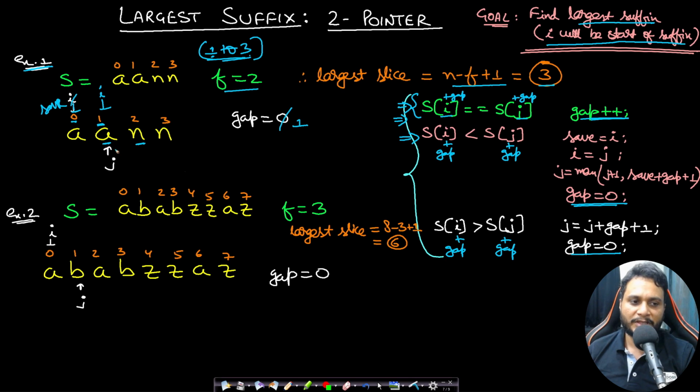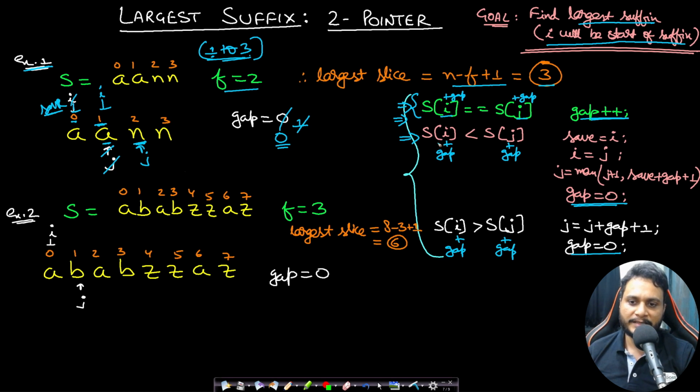And where will j be going? j will be going to max of j plus 1 comma previous i value plus gap plus 1. That means j will be going here anyway. Both the values are going to be 2. And now the gap will be reset to 0, and again we continue the process. So again you compare this i plus gap with j plus gap. So they are not matching.